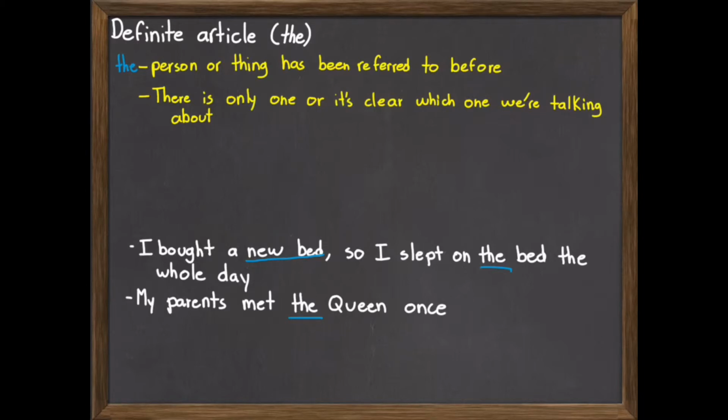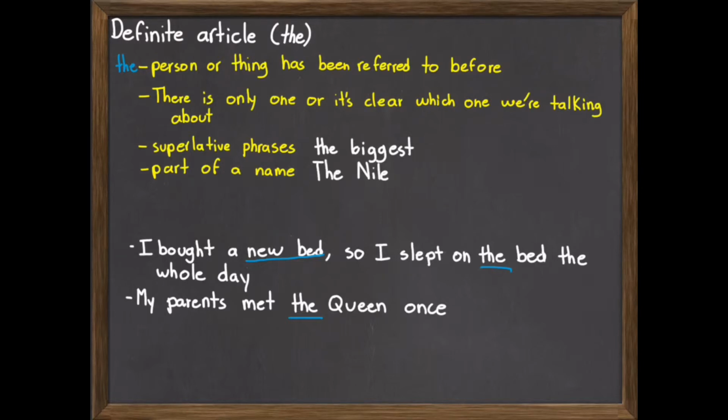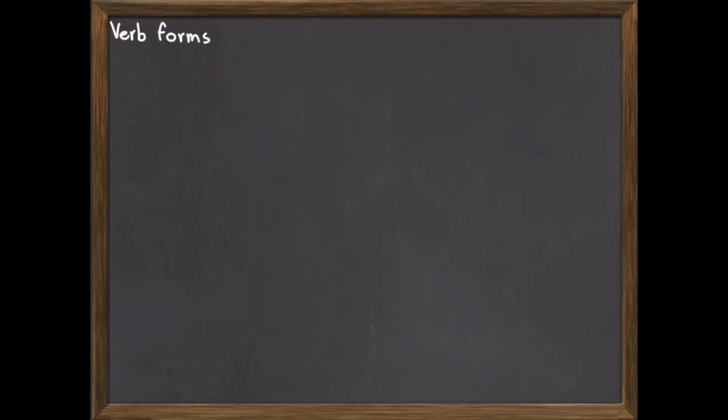We also use the for superlative phrases. For example, the biggest. When it's part of a name, such as a river, or a building, or a ship, such as the Nile. We also use it for nationalities and groups in society, such as the British. Now, let's look at the next part. We're going to review verb forms.